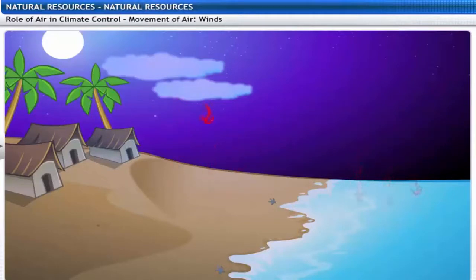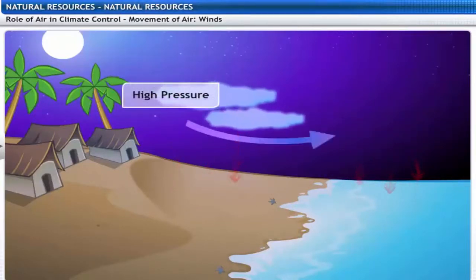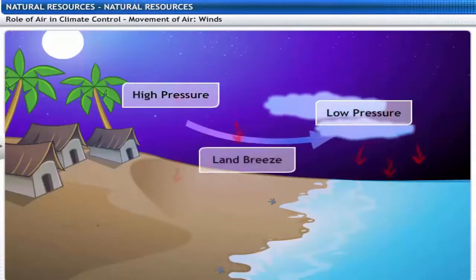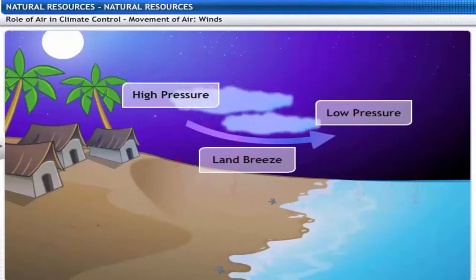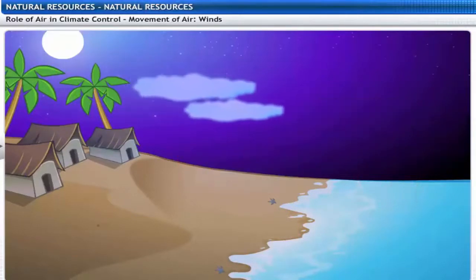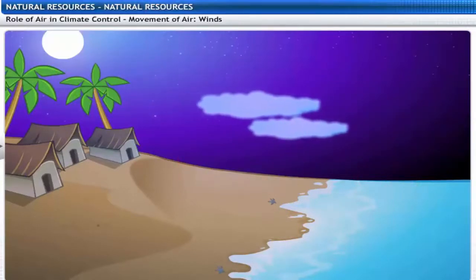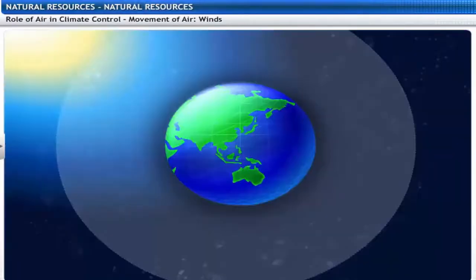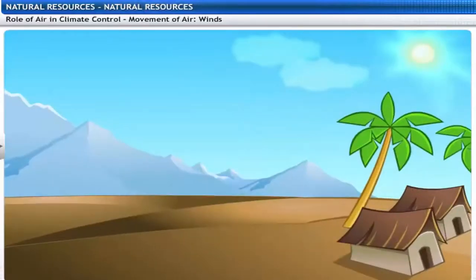This causes air to move from a high-pressure area over the land to a low-pressure area over the sea, creating a land breeze. However, it is not only the temperature, but some other factors that are equally important, like rotation of the Earth, presence of mountains, altitude, etc.